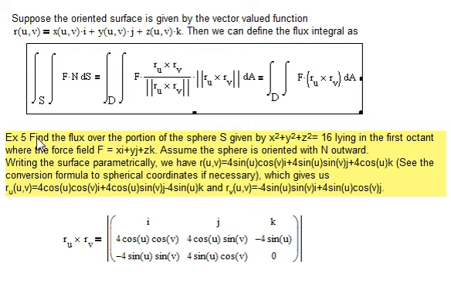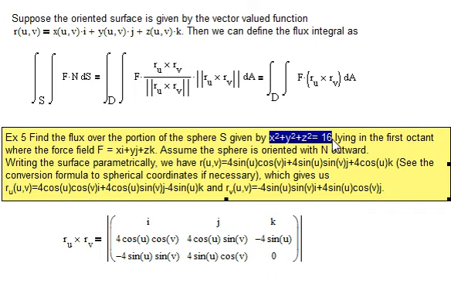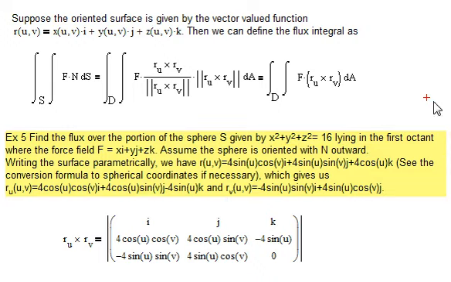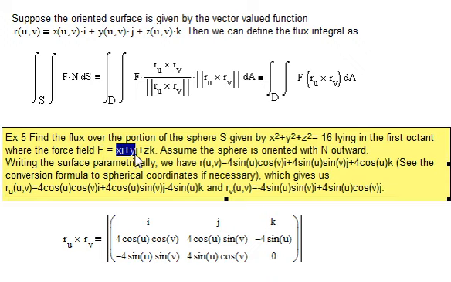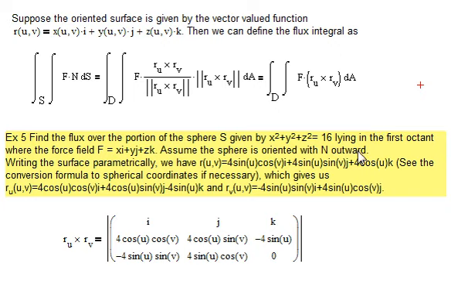So here's an example. Find the flux over the portion of the sphere S, by the way that's the surface, given by x squared plus y squared plus z squared equals 16, that lies in the first octant, where the force field is F equals x i plus y j plus z k. Assume the sphere is oriented with an outward normal. The first thing we need to do is write the sphere parametrically.